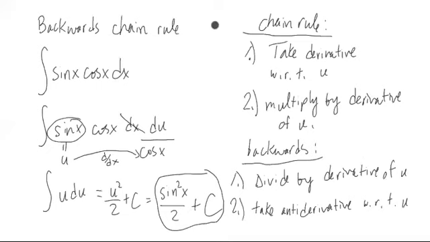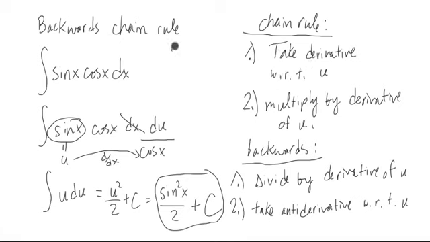Let's take a look at how we can think about the chain rule backwards as we're taking antiderivatives. First, let's look at what the chain rule does. First, we take a derivative with respect to some chunk, u. So I'm letting u refer to the chunk that we have.